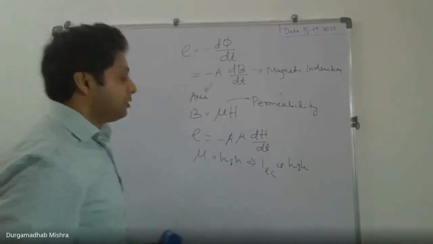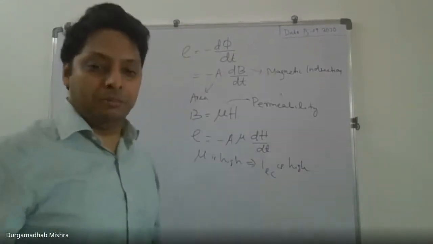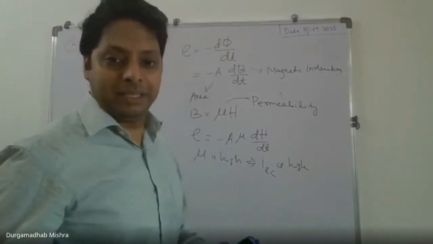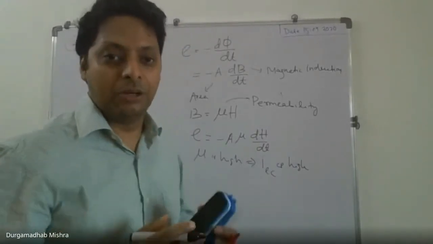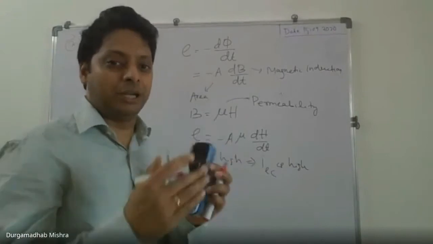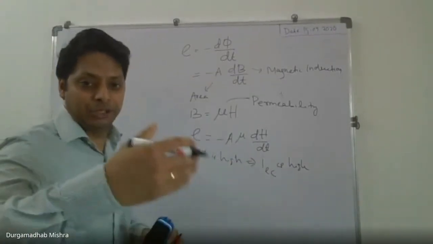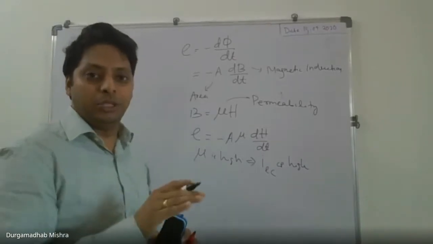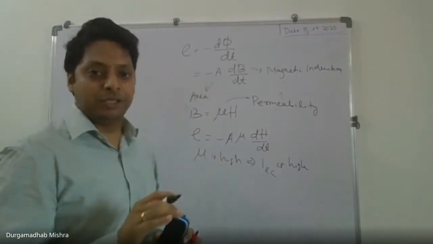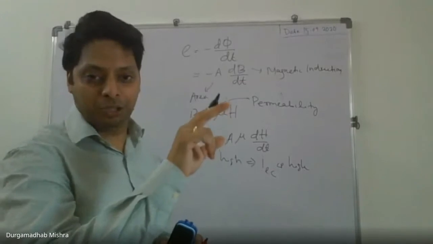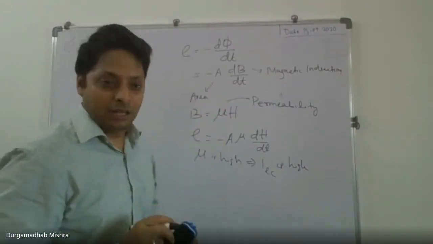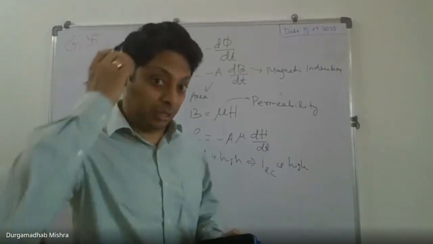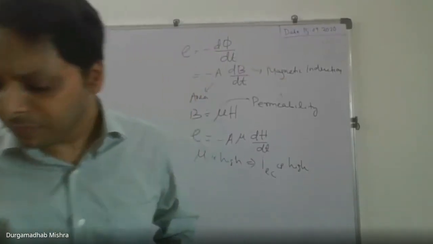So the question is then, how do we minimize it? There are many techniques. You do lamination. Instead of using just a piece of iron, you do the lamination. By using lamination, you reduce the cross-sectional area of the current which is passing through, and that's how you can reduce the eddy current loss.